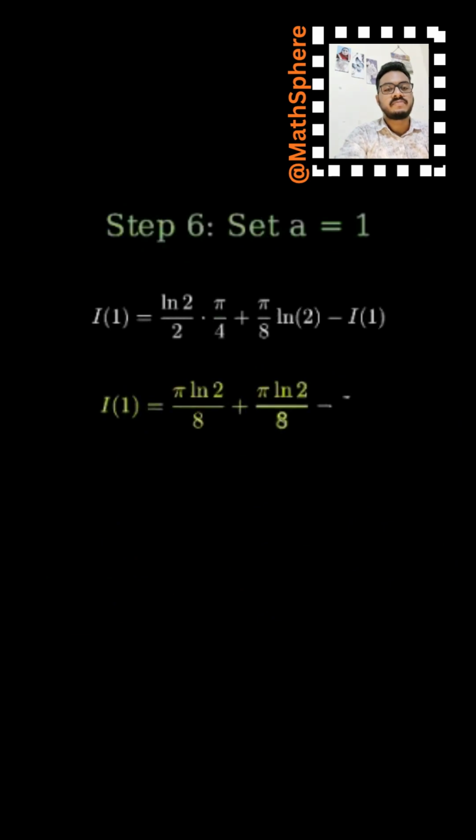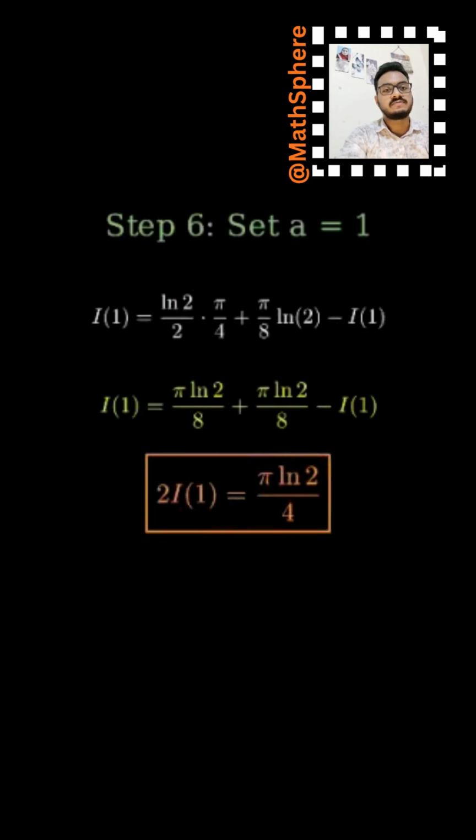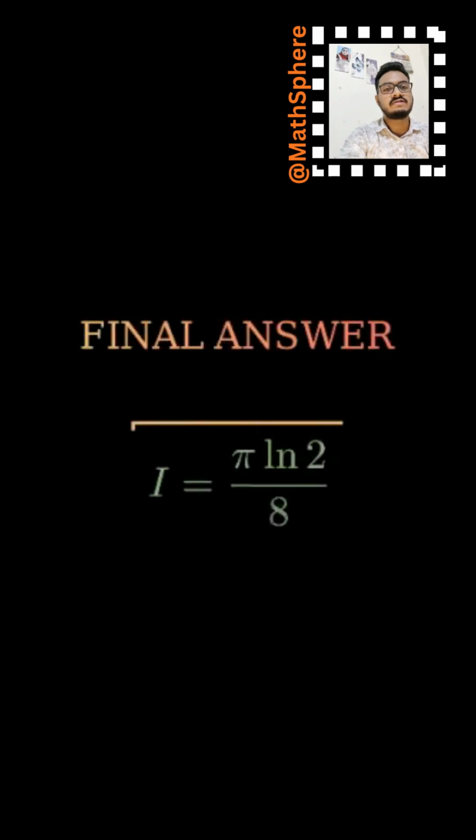2 times I of 1 will be equal to pi times log of 2 by 8 plus pi times log of 2 by 8, that is pi times log of 2 over 4. So I of 1 will be equal to pi times log of 2 over 8. So this is how we can easily solve the integral using Feynman's technique of integration.